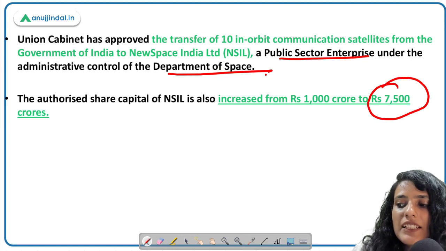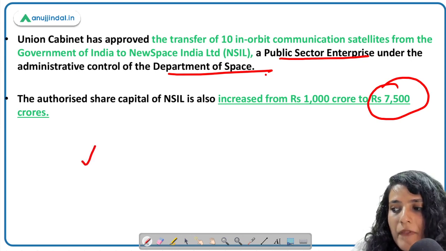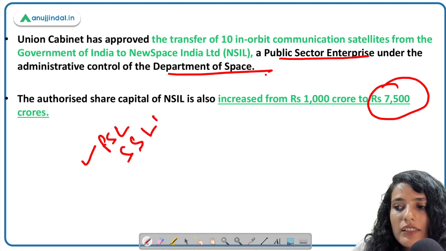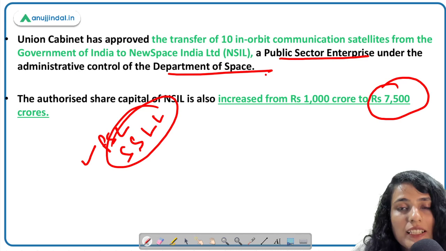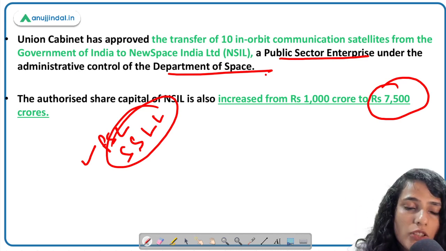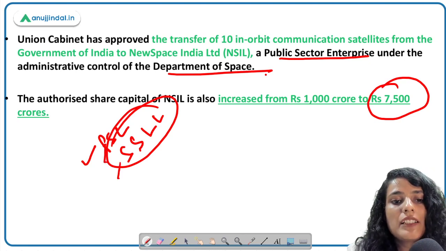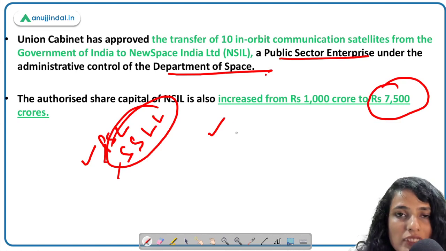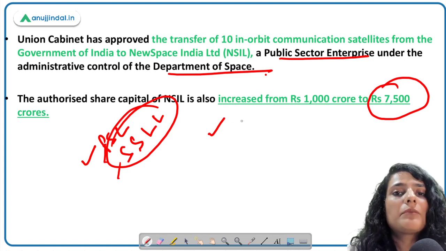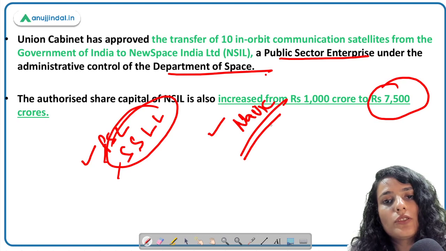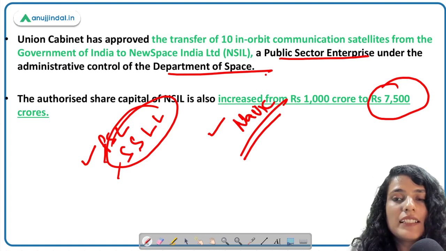So major business initiatives NSIL ke kya kya hai? Number one, PSLV and small satellite launch vehicles ko develop karna, indigenous development capacity build up karna. Not only government agencies but also private players are always invited to develop and invest in these technologies. Production and marketing of space-based services that are offered by ISRO, for example, India ka indigenous global positioning system by the name of NAVIC, that is also promoted by NSIL.